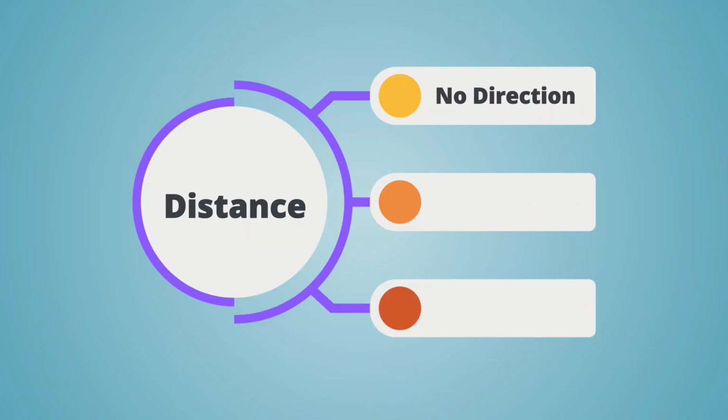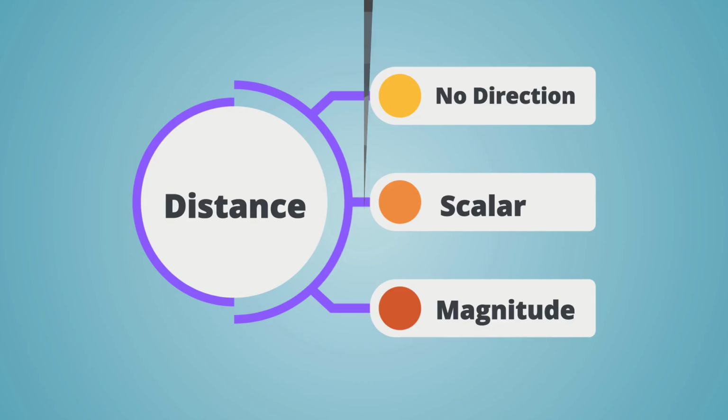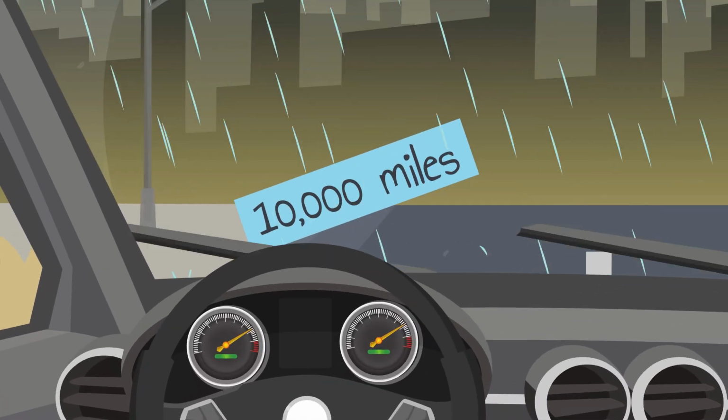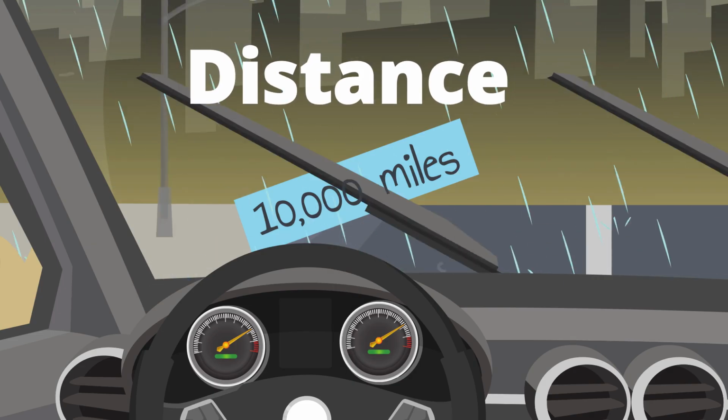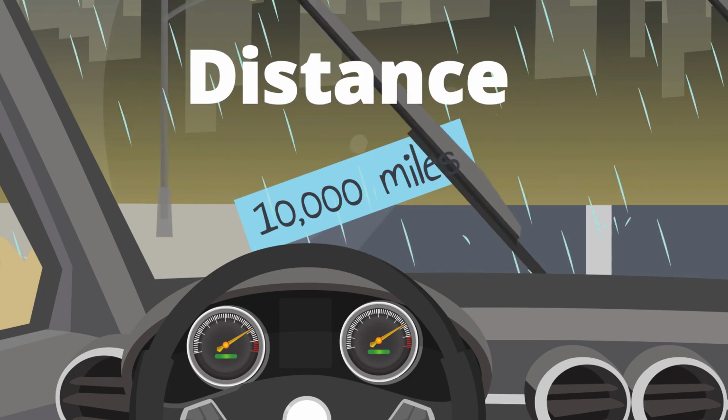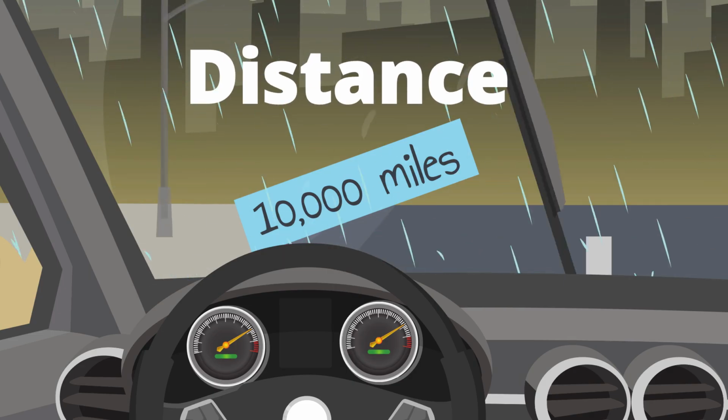Distance is what we call a scalar quantity. It's pure magnitude, plain and simple. If your car's odometer reads 10,000 miles, that's distance for you. Just a big number showing how far you've gone, with no care in the world about where you ended up.